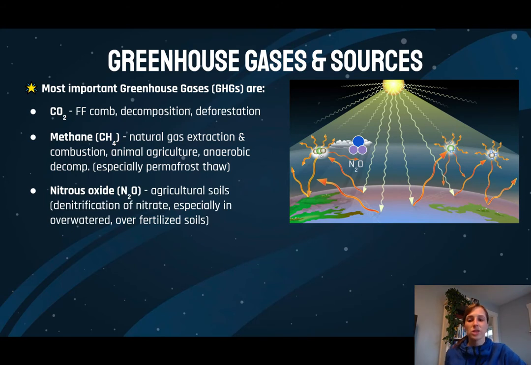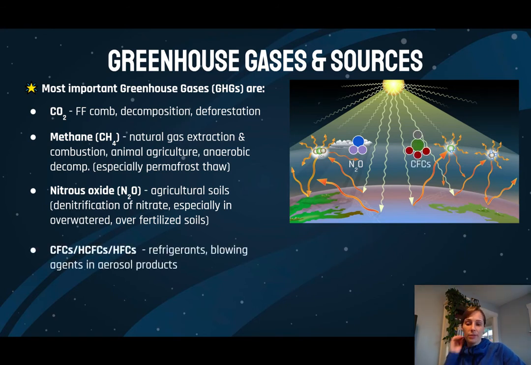Then we have nitrous oxide. Now, I want you to pay attention. This is not the same as the NOx that we have talked about because we're talking 2 nitrogen atoms instead of multiple oxygen atoms. So nitrous oxide is going to predominantly be coming from agricultural soils, such as the denitrification of nitrate in your natural nitrogen cycle. But especially when our soil is overwatered or over-fertilized. That's where we're going to get a lot of this nitrous oxide being released.